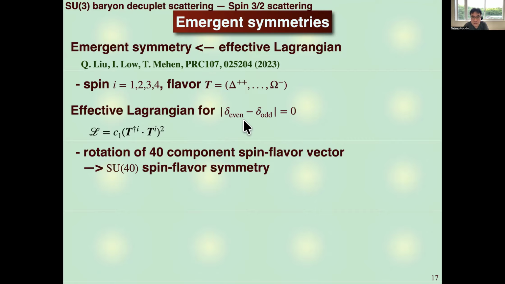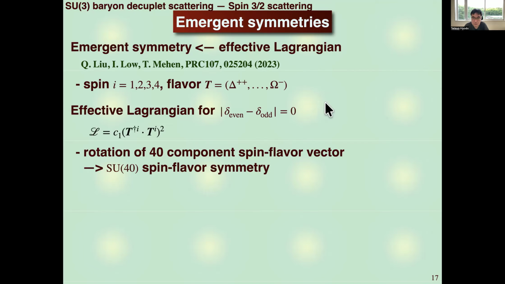So the effective Lagrangian produces the same phase shift for all channels. So it is even minus odd equal 0 result, which means that although there are 8 independent phase shifts, all of them should be the same, because they are already classified into two categories, even spin and odd spin. And this condition gives you that all these even and odd are also the same.